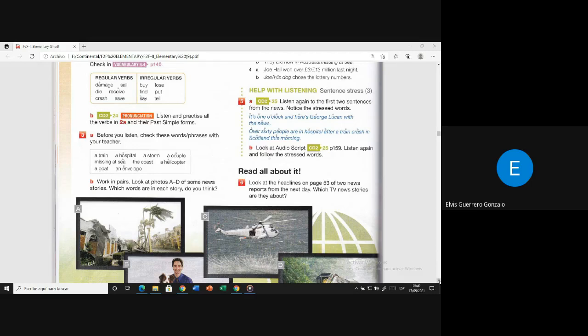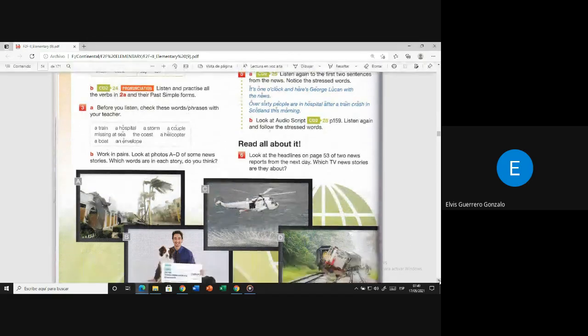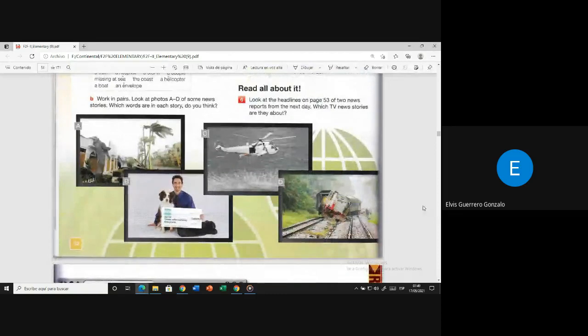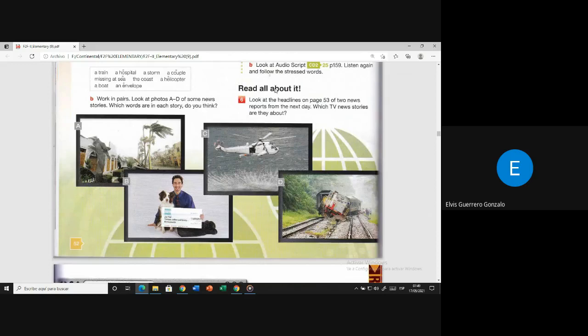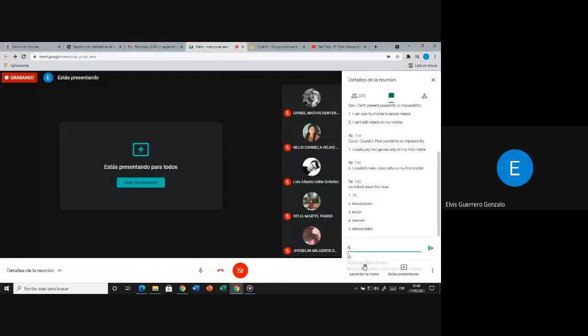Okay, let's go to the next part. Yeah, much better. Number 6. Read all about it. Look at the headlines on page 53. In the chat, please. Headline. What does headline mean? Or what is a headline?